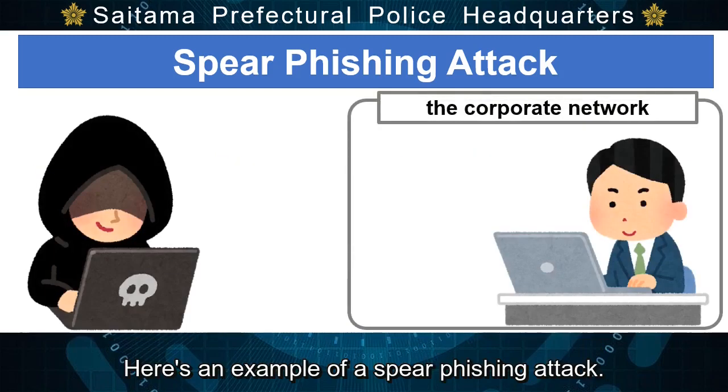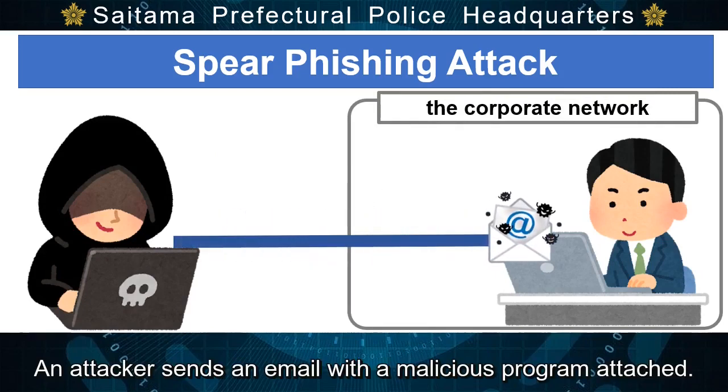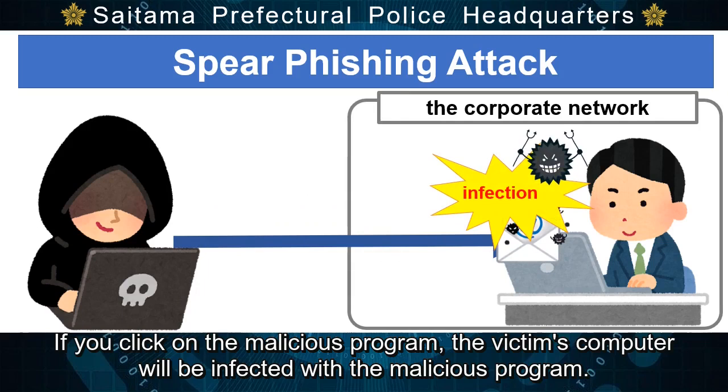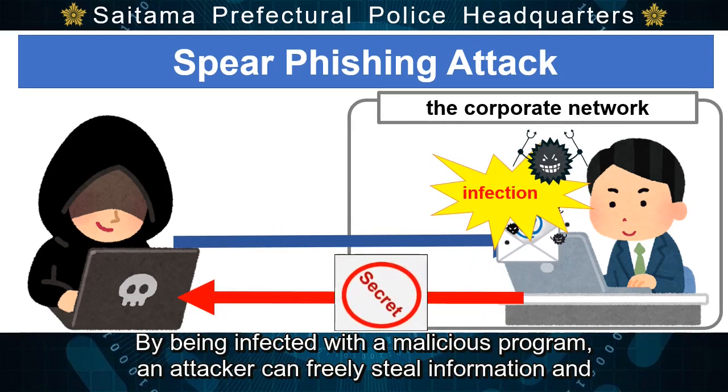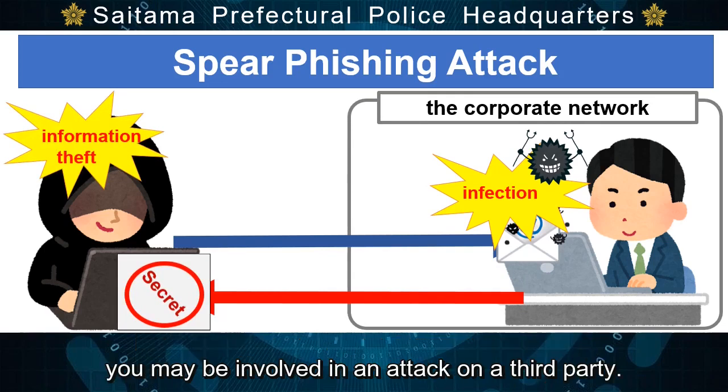Here's an example of a spear phishing attack. An attacker sends an email with a malicious program attached. If you click on the malicious program, the victim's computer will be infected with a malicious program. By being infected with a malicious program, an attacker can freely steal information, and you may be involved in an attack on a third party.